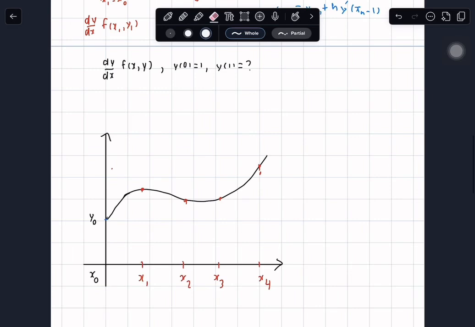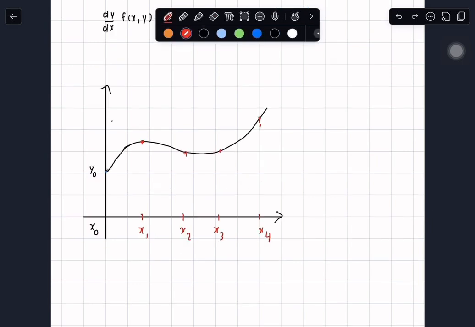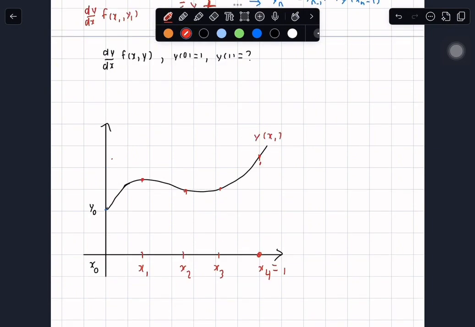We are given the differential equation and our initial values. We're expected to find the y value at x equal to 1. The thing is, we divide x into equal parts. This point here will be our final x value, which is 1. And this will be the y value at x equal to 1. These are the points where x meet on the curve.